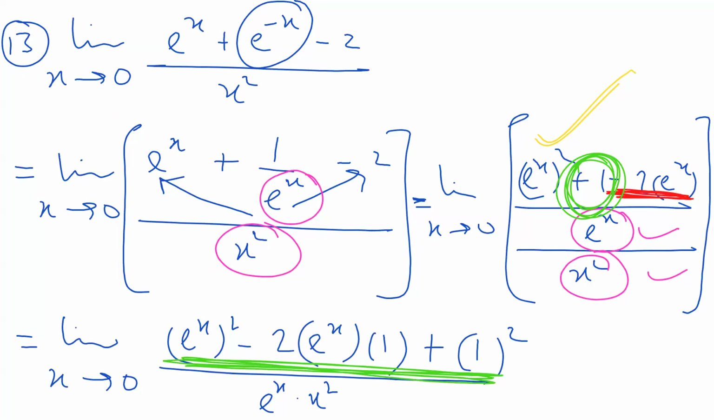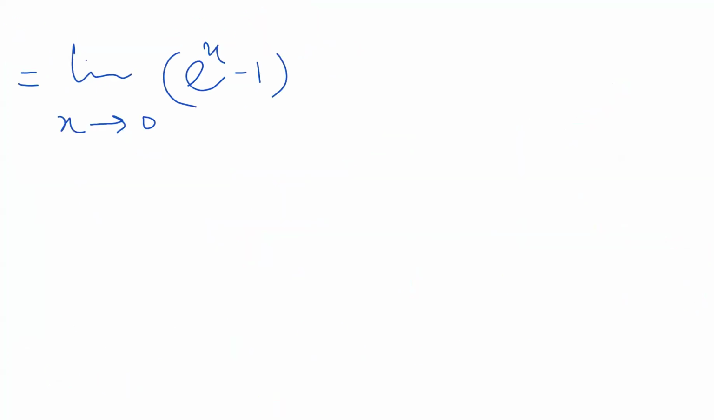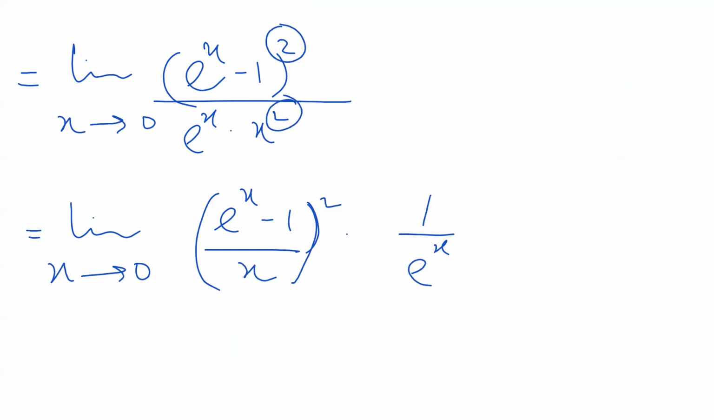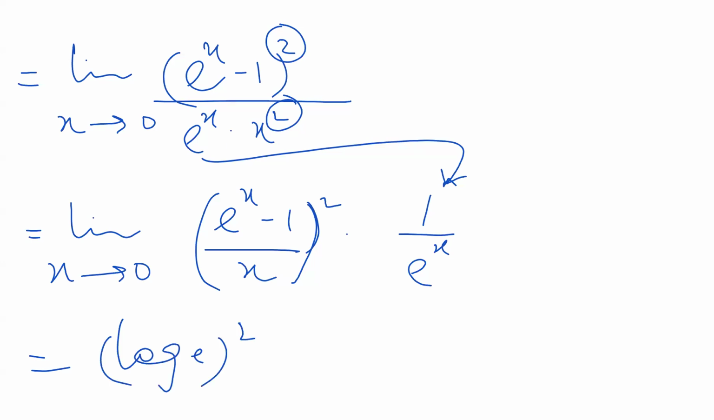So this is going to be (e^x - 1) the whole square. Now group the squares. This square and this square. So the terms I'm grouping upon e^x, that is 1 upon e^x. Apply the formula and value substitution. Put x as 0 over here.